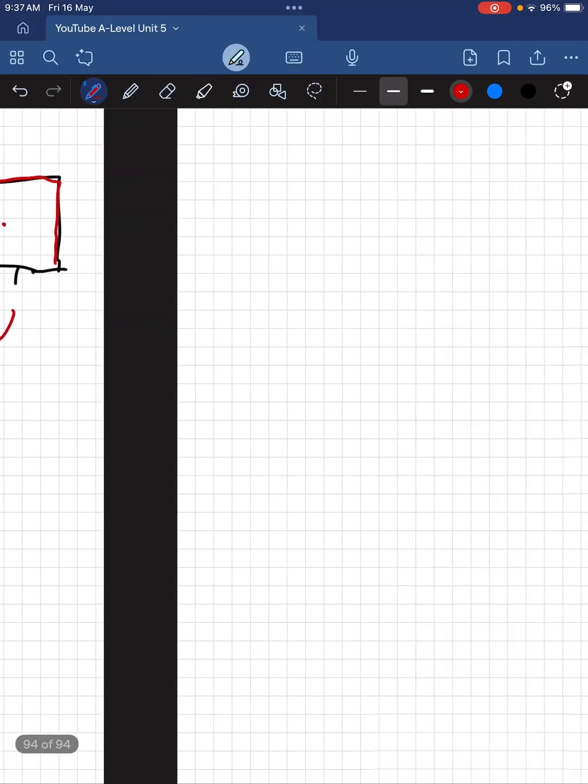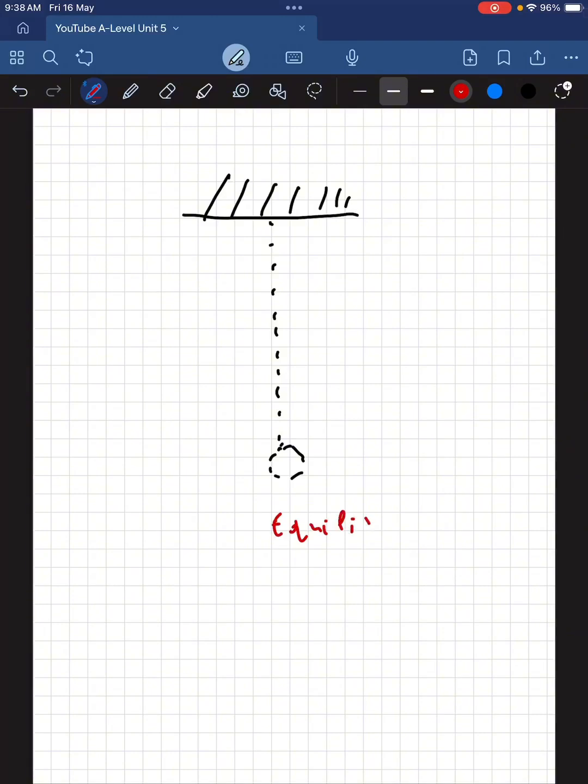Now let's turn another clean page and see another popular example, which is the pendulum. So let's say that we have a ceiling and we have a pendulum. Okay, something like that. This is the equilibrium position. And let's say that we pull it by an angle theta.